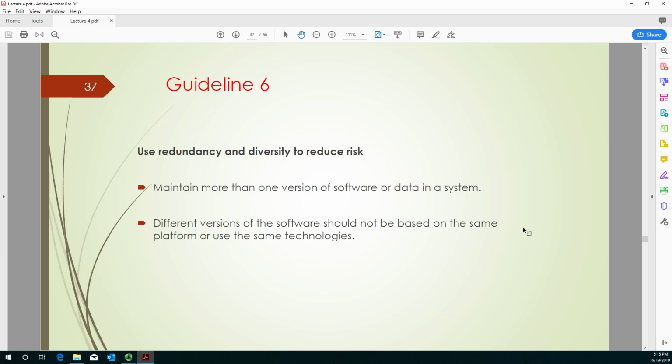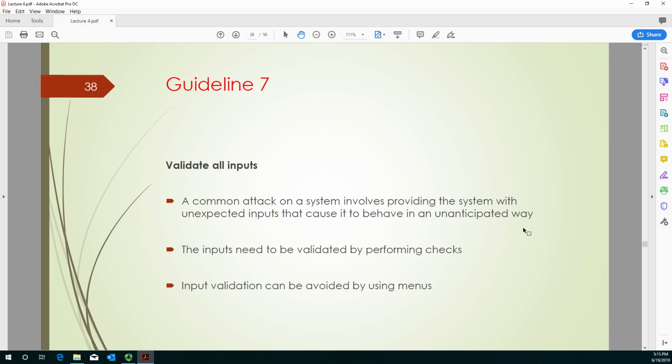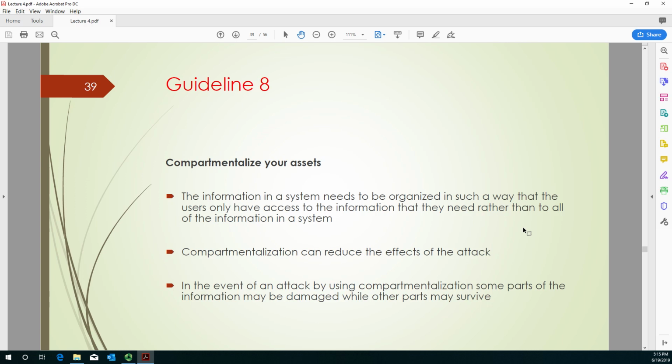Okay, use redundancy and diversity to reduce risk, which is have multiple copies, horizontal fragmentation, vertical fragmentation, as I discussed in the last lecture. Those things are very important. Validate all inputs getting into the system. Compartmentalization of assets, very, very important. As I said, don't put all your eggs in one basket, right? So if you are storing patient data, divide them horizontally, vertically. Vertically is better than horizontal. So that's very important.